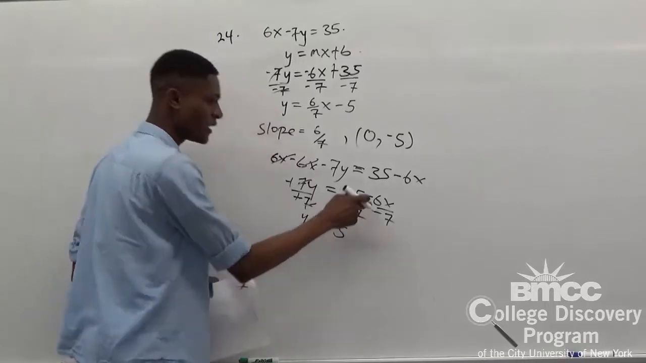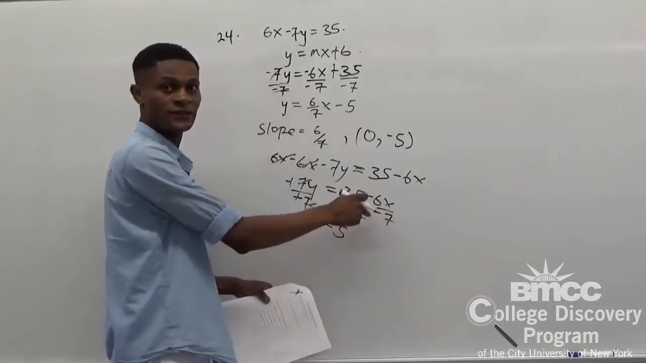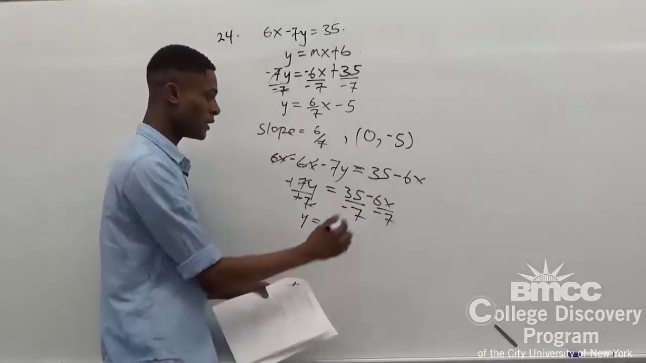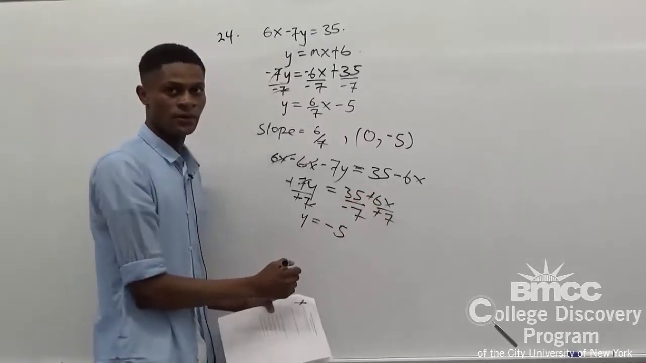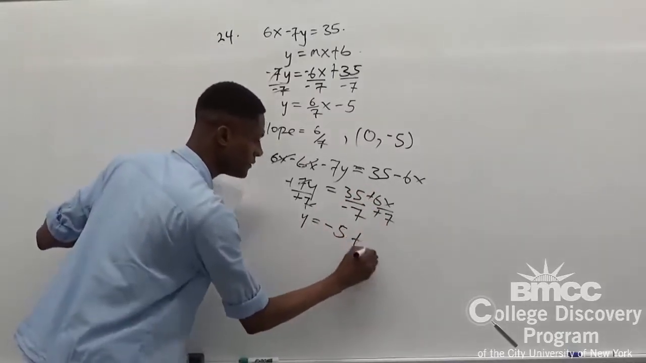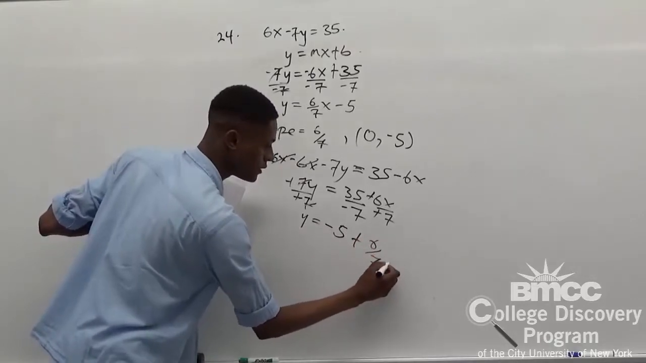negative 5, and the negative 6x divided by negative 7. The two negatives cancel out, which leaves you with a positive. So 6 over 7x.